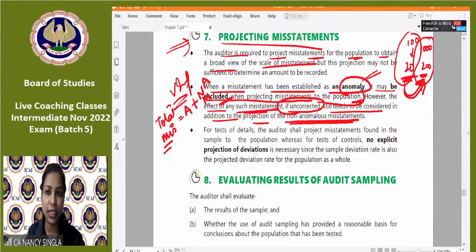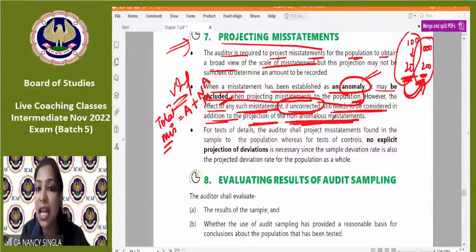आप उसको थोड़ी ना project करोगे, because that is an exception. However, the effect of any such misstatement, if uncorrected, अगर correct कर दिया तो भी उसको total misstatement में नहीं लोगे, but if it is still uncorrected, it still needs to be considered in addition to projection of non-anomalous. Non-anomalous को project किया, plus if that anomaly is still uncorrected, you will consider that while calculating total misstatement. पर project करते हुए उसको you will remove it.